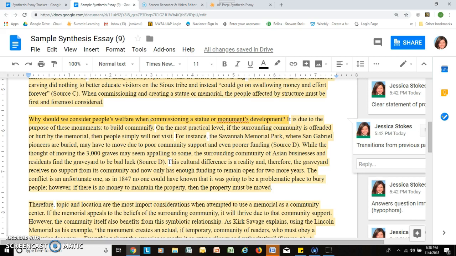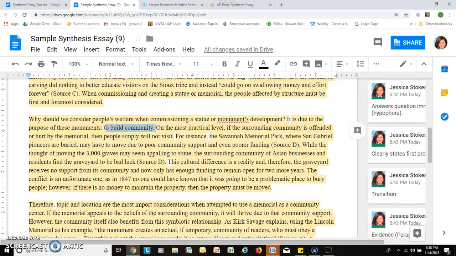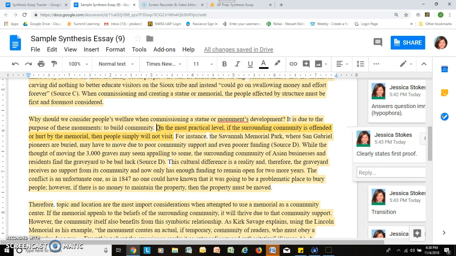Okay, so it's building. Next, the student writes, "It is due to the purpose of these monuments to build community." So this does two things. One, this is the clear topic sentence. This paragraph is going to be about building communities, or how the purpose of the monument is going to build communities. And then you'll see the topic sentence continues here.